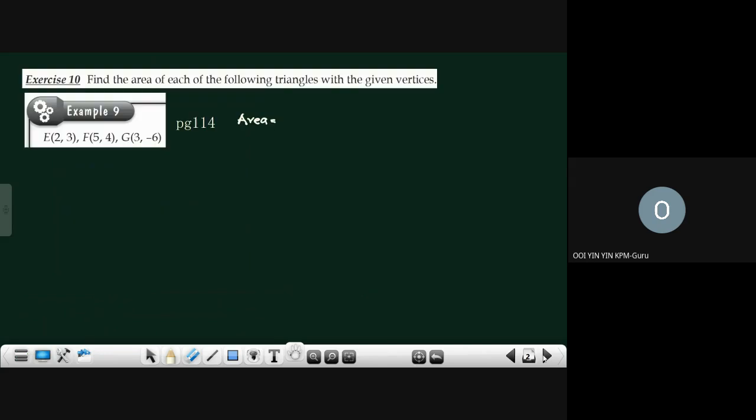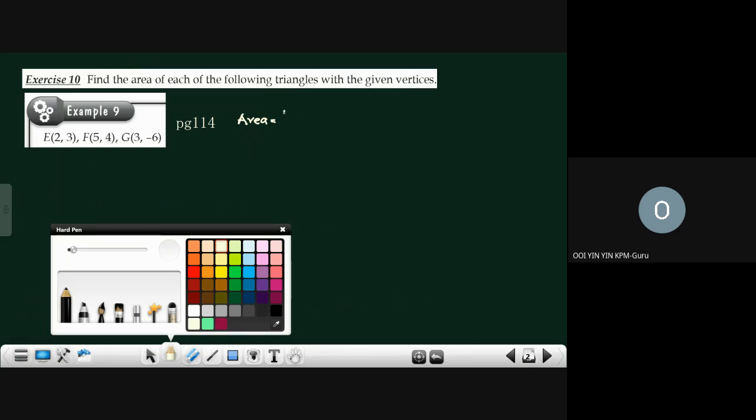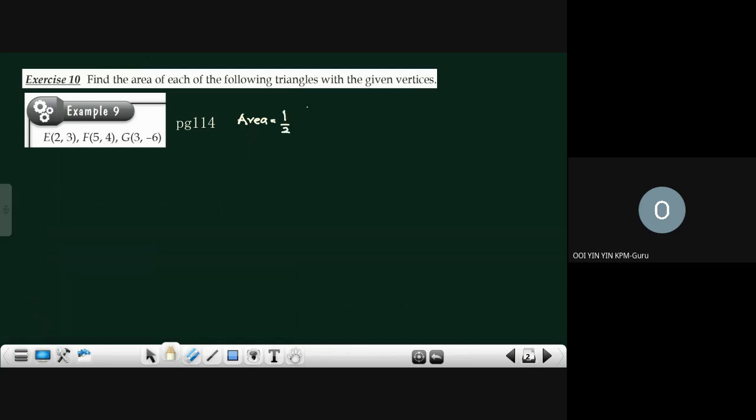Okay, then area. Why do we have a modulus here? That one I will explain later. It is 1/2, and then you put a modulus. The first will be x1, y1, the second pair x2, y2, the third pair x3, y3, and then the last one, you repeat back the first coordinate, which is x1, y1. This one is a must. The last one you repeat back your first point. Must.